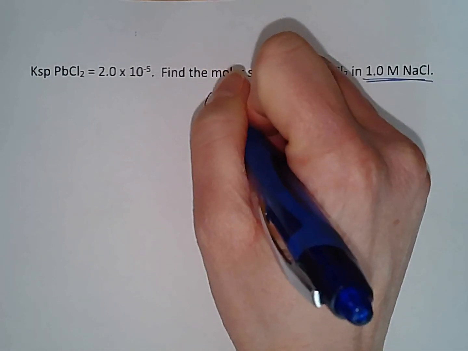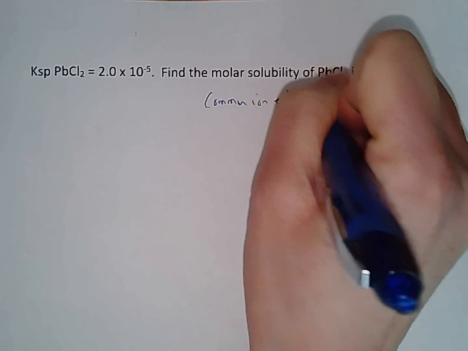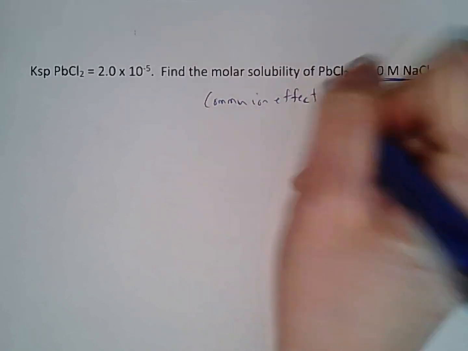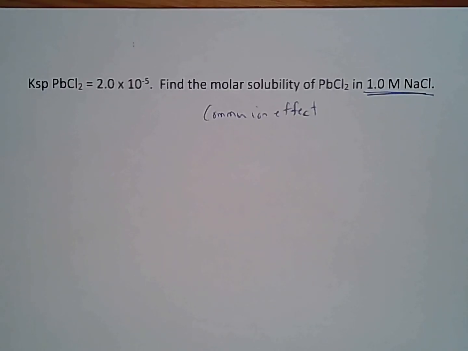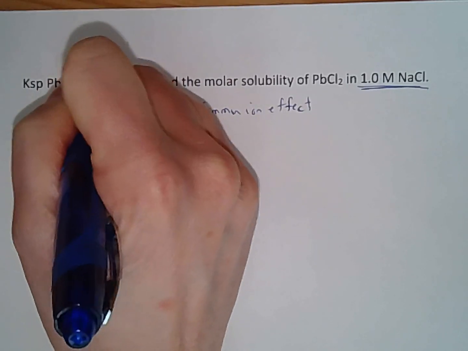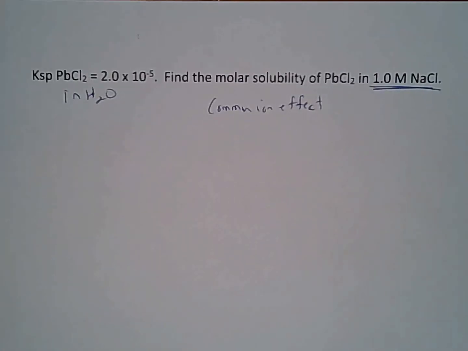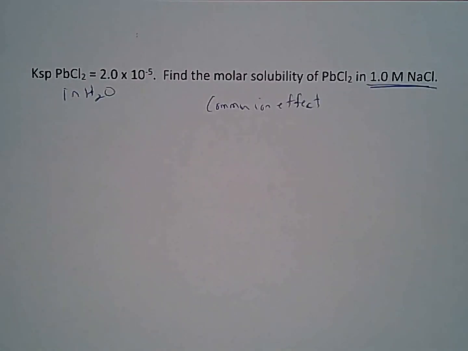Well, this is what we call the common ion effect. And again, we talked about this in acid-base chemistry. It is very prominent in KSP as well. So that's why it's an important thing. So this KSP here is in water. And you could always assume, even in the example I just talked about, this is always how much it dissolves in water. So you could always assume that.